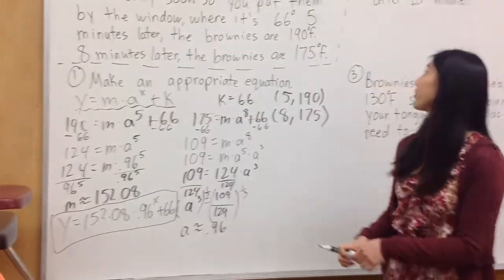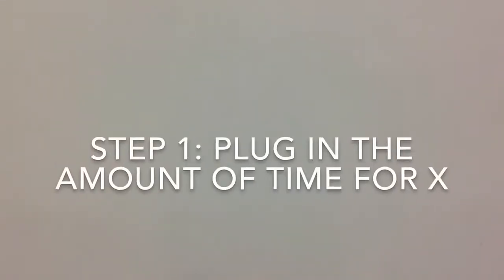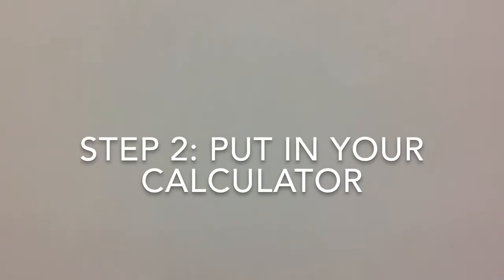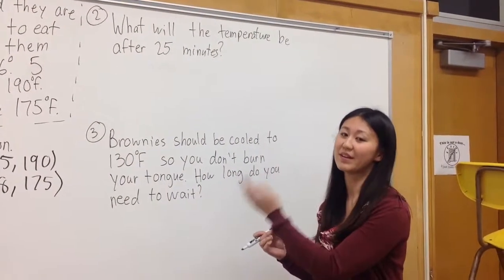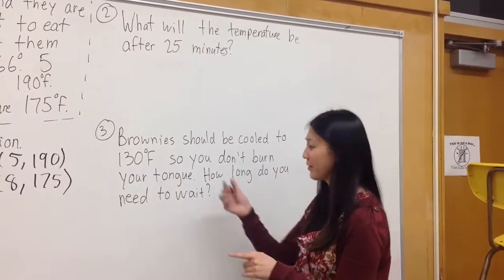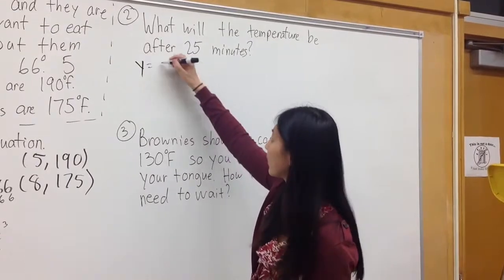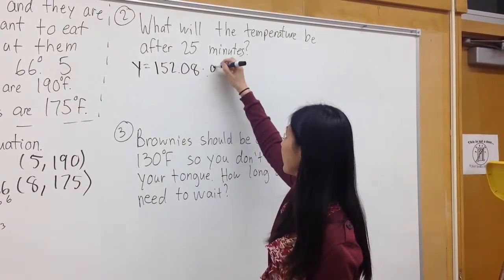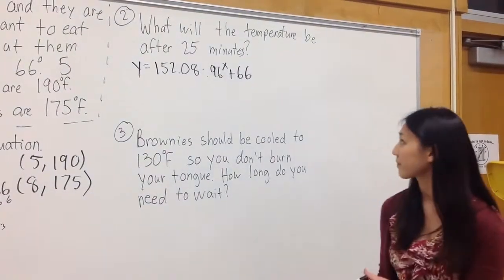Okay, let's move on to number 2. For number 2 and for number 3, I'm going to be using the same equation that I just found. So it's going to come into a lot of use here. So I'm going to write that down first. So that was 152.08 times 0.96 to the x power plus 66.